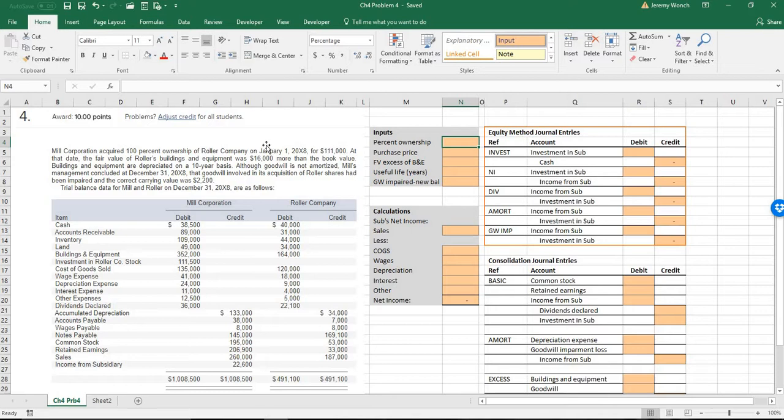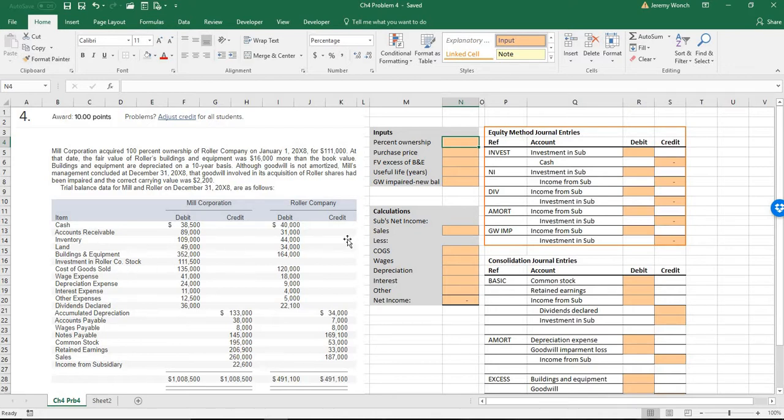The reason they're correct is this 111 right here, that's what they paid for it on January 1st. Down in our trial balance, this is the trial balance as of the end of the year. What that's saying is that the investment actually only went up by $500. So it's just unfortunate that the numbers are so close. Most of the problems that we do, there's a lot bigger difference.